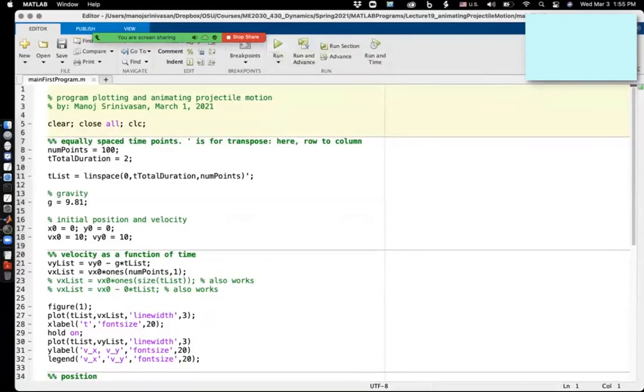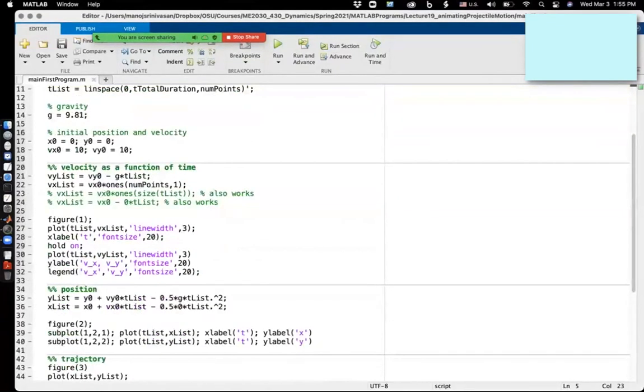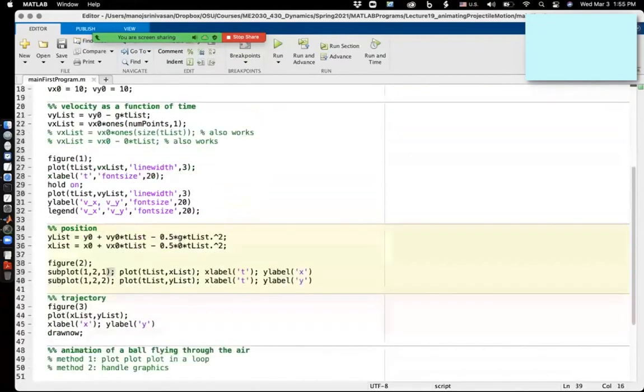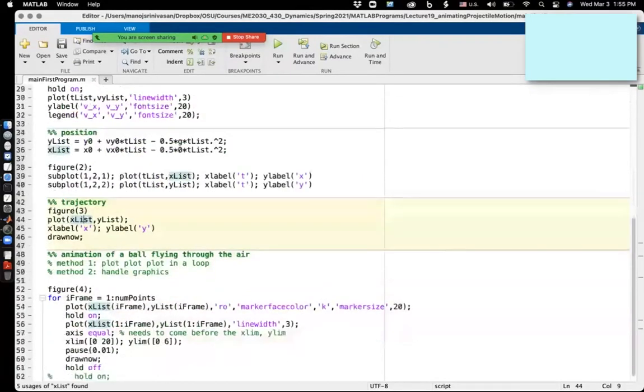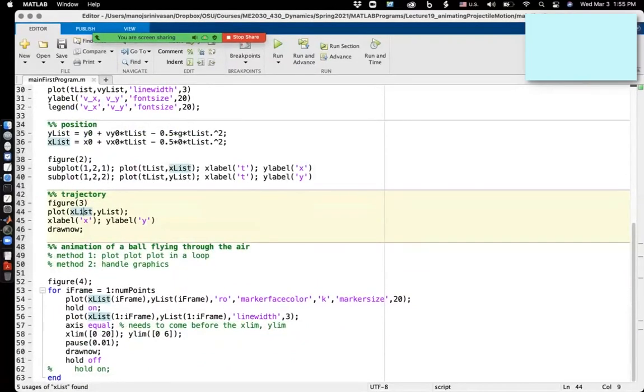Okay, so here's the program that we wrote. All it did was define a list of times, define G, define the initial position and velocity, compute the velocity as a function of time for X and Y directions, plot that, compute the positions as functions of time in the X and Y directions, plot that, and then plot X versus Y so that you have a trajectory. Parabolic trajectory, I suppose. And then finally, we did plot it in sequence, in a loop, in a manner that you essentially get an animation.